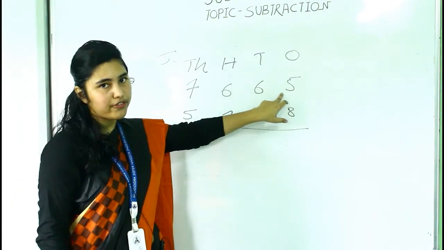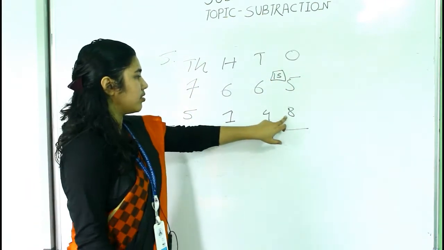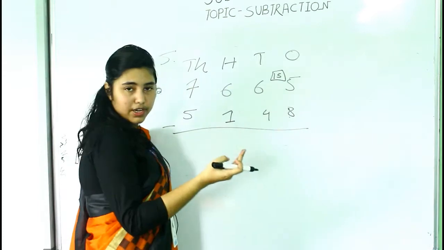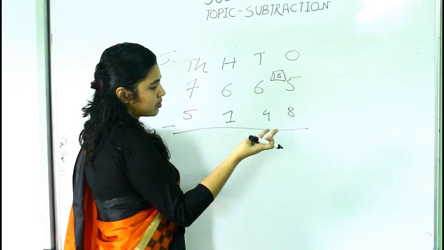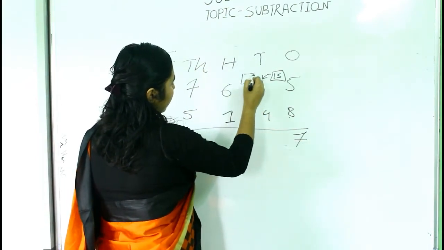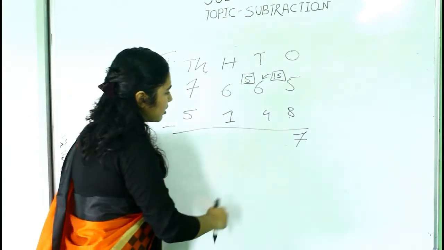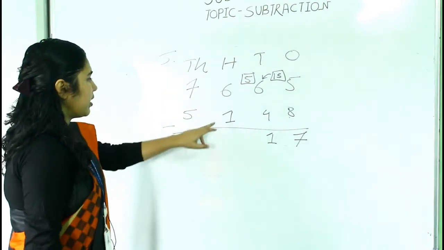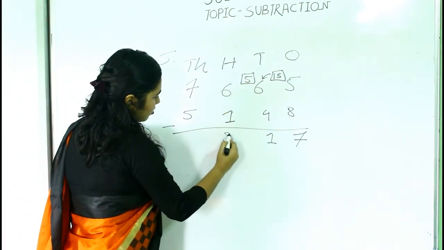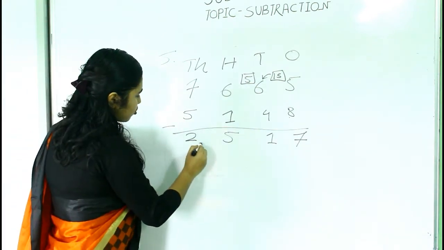Now 8 is more than 5. So assume 5 as 15. Now subtract 8 from 15. So count after 8, 9, 10, 11, 12, 13, 14, 15. So 7. Now take this one here and subtract from 6. We will get 5. Now 5 is more than 4 and the difference is 1. Next, 1 is smaller than 6. So subtract 1 from 6, which is 5. Next, subtract 5 from 7. So after 5, 6, 7, which is 2.